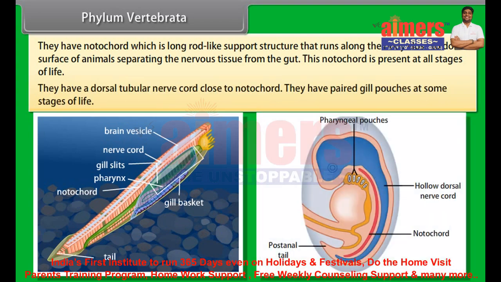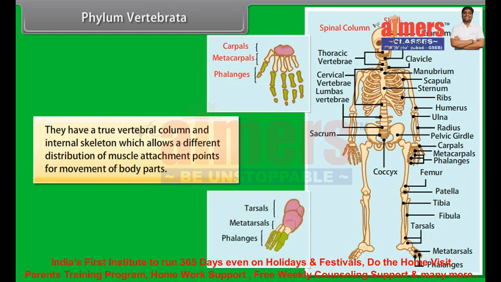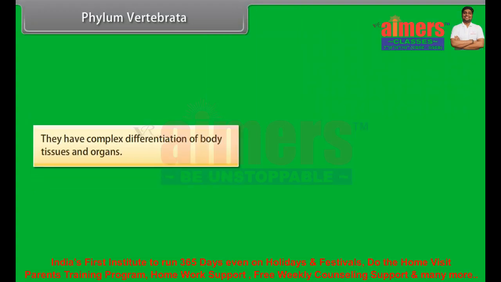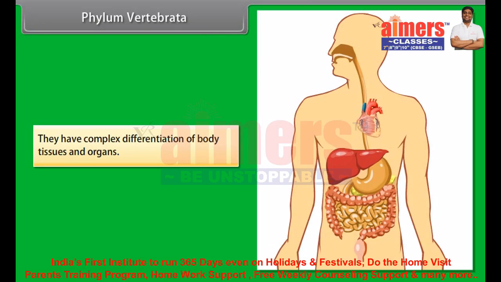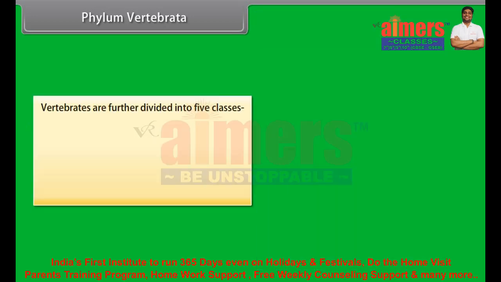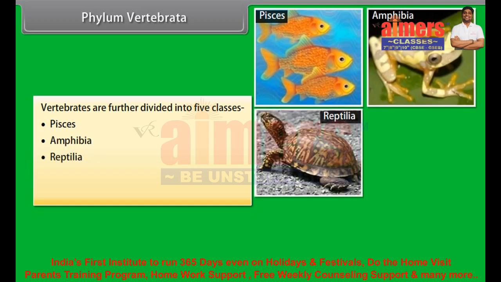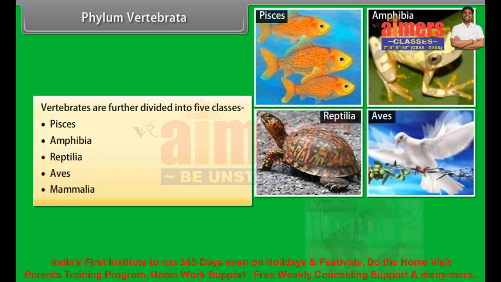They have a dorsal tubular nerve cord close to notochord. They have paired gill pouches at some stages of life. They have a true vertebral column and internal skeleton which allows a different distribution of muscle attachment points for movement of body parts. They have complex differentiation of body tissues and organs. Vertebrates are further divided into 5 classes: Pisces, Amphibia, Reptilia, Aves, Mammalia.